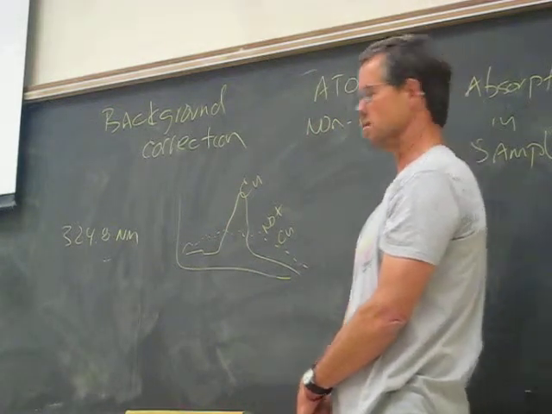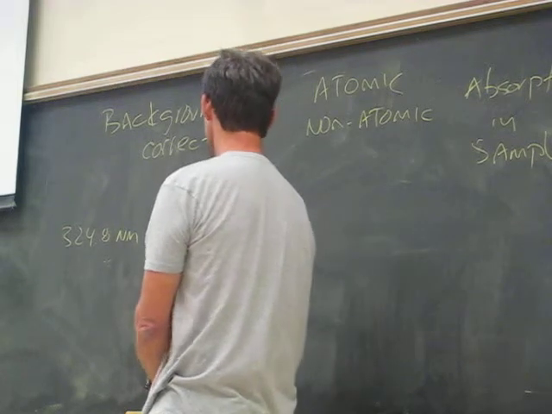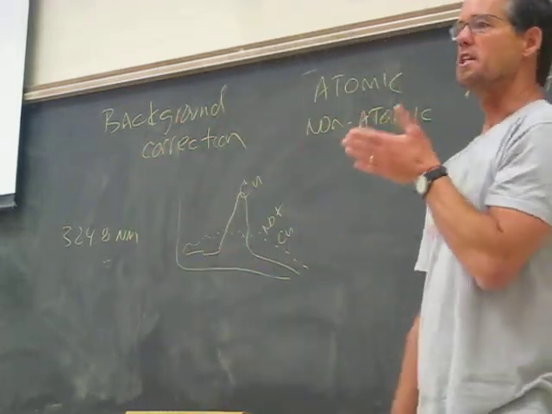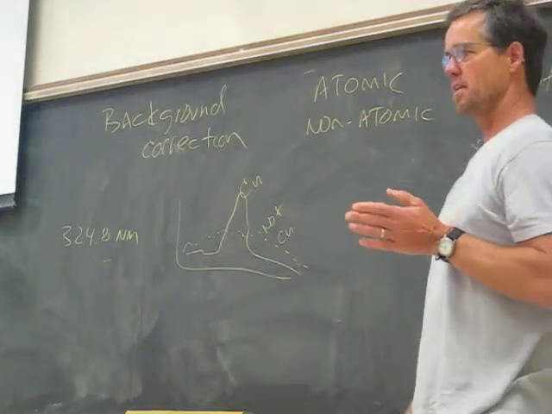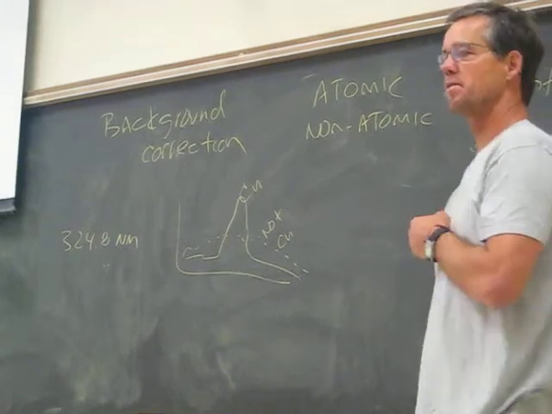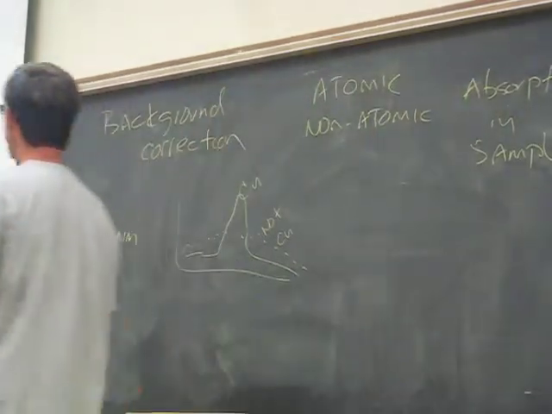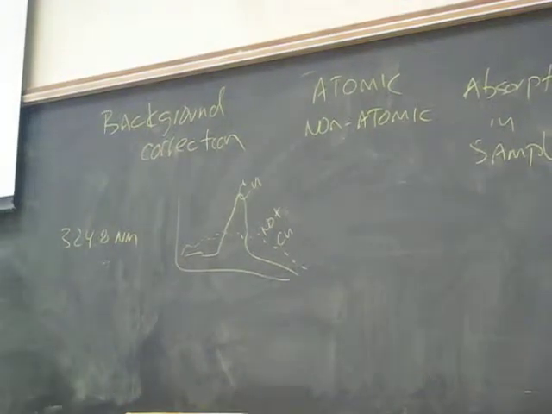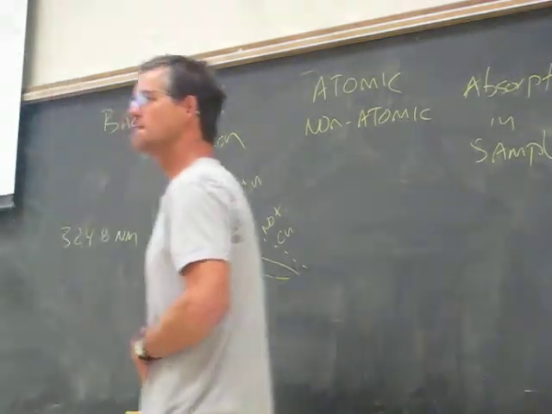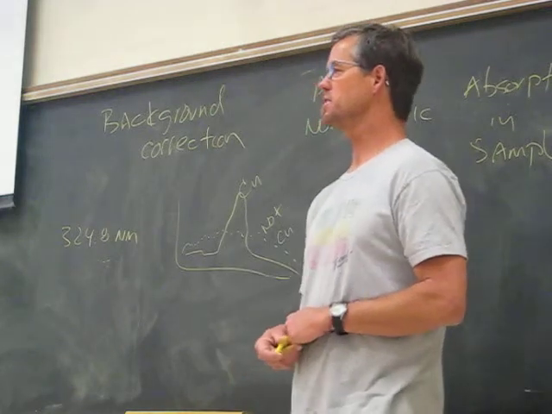Right, atomic line. Background correction is actually a very important feature in atomic absorption spectroscopy. I'd say 80-90% of the instruments in use contain some way to do background correction. The two most common ways are with a deuterium arc lamp, the D2 lamp we talked about. How does the D2 lamp work in terms of generating background correction?